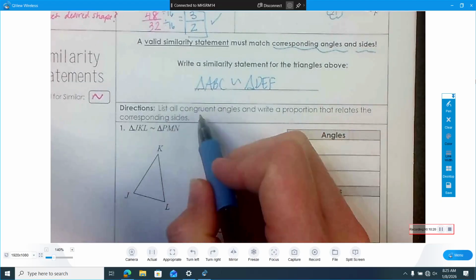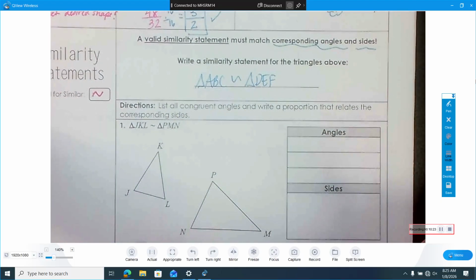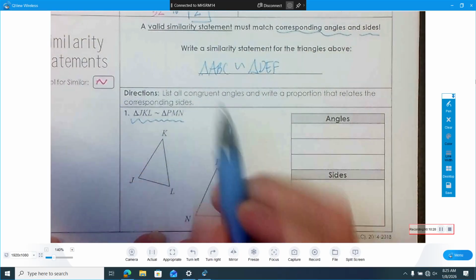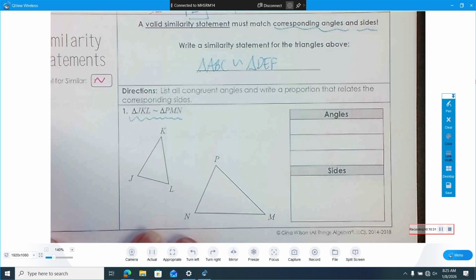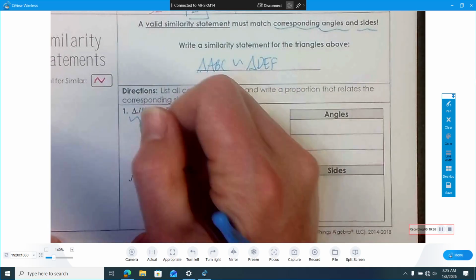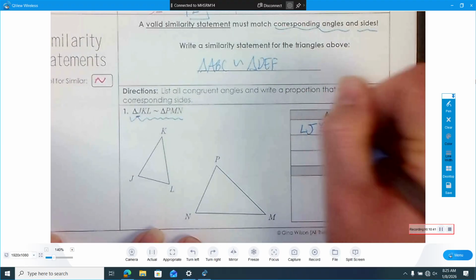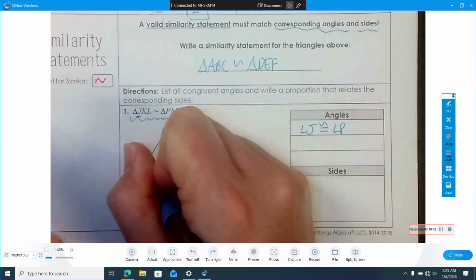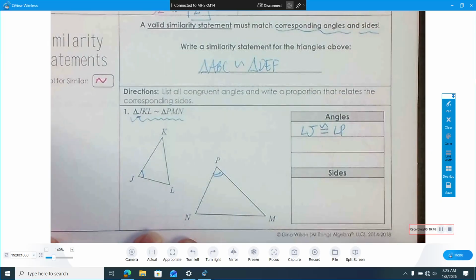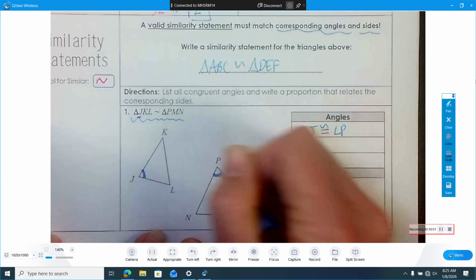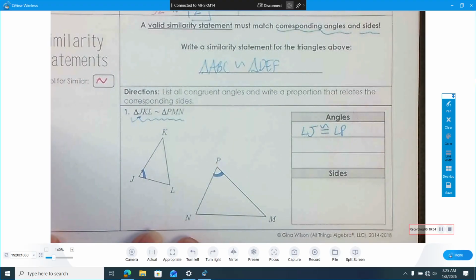So we want to list all the congruent angles and write a proportion that relates the corresponding sides. So again, this is the important part we need to understand. They're giving me information. I'm going to use that information to mark up my picture. So angle J is going to be congruent to what? Angle P. I'm going to mark my picture. I need to mark them with the same marking. There we go. Angle J is congruent to angle P, again, because they were both in the first positions.